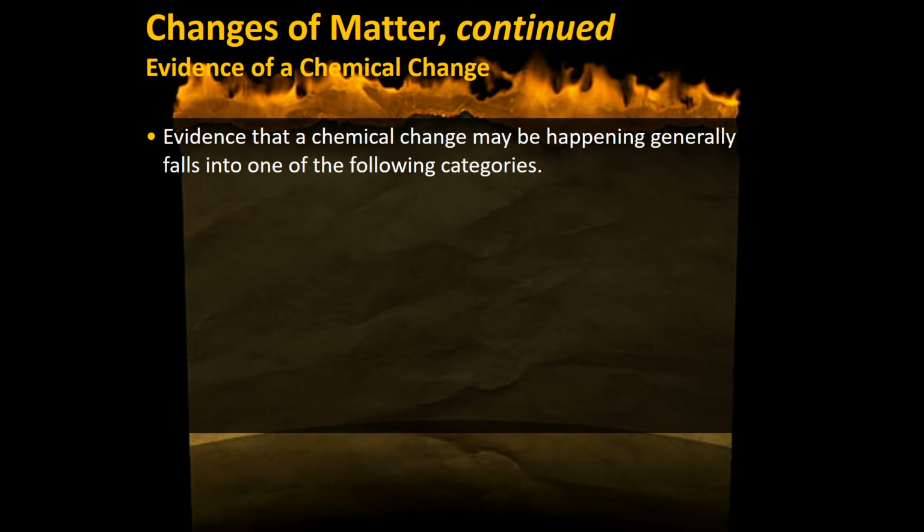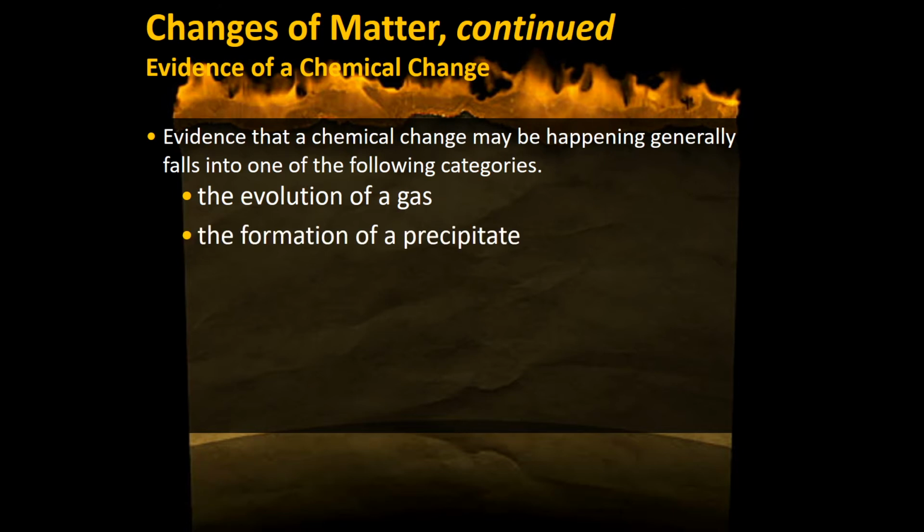So evidence that a chemical change may be happening generally falls into one of the following categories. The evolution of gas. Have you all ever done the volcano experiment with baking soda? Have you ever seen it? Whenever you mix baking soda and vinegar together, it starts producing a gas. White bubbles will start appearing. That's usually an indication that a chemical reaction has occurred.